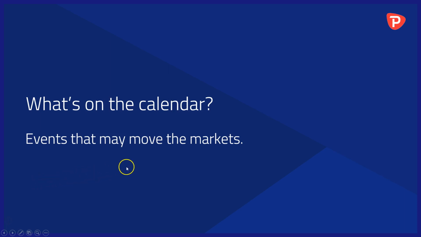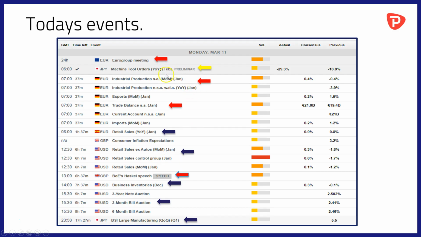Okay, what's on the calendar then? Events that may move the markets today. A pretty busy calendar today. We've got an ongoing meeting of the Eurogroup ministers today. We've had already machine tool orders out of Japan for the month of February. A somewhat disappointing number here, fell by 29.3% compared to a fall of just 18.8% in the prior read.